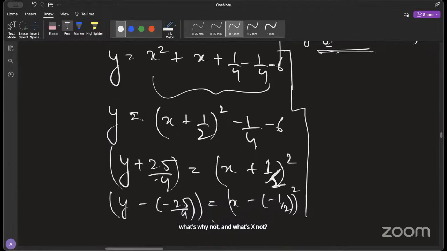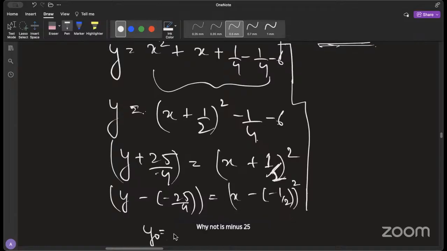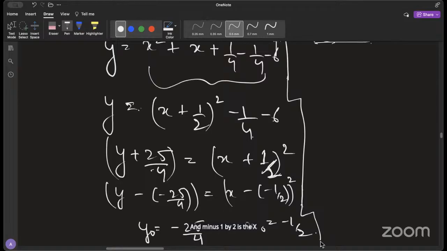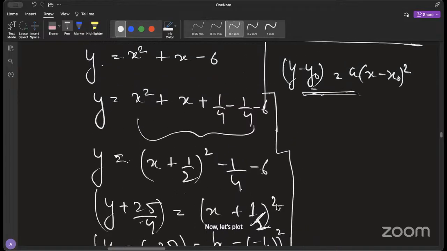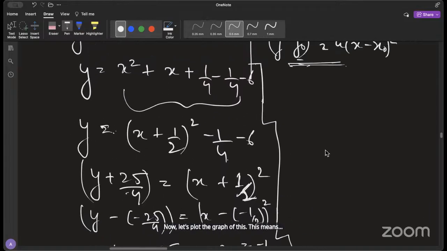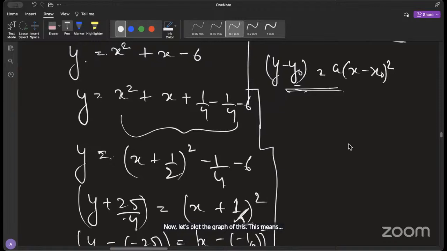Y naught is 25 by 4. And x naught is minus 1 by 2. Yes, minus half. Now let's plot the graph of this. This means your vertex is at.